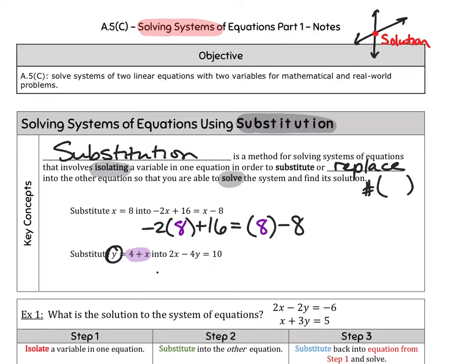So I'm going to leave all of the x's alone, but everywhere I saw a y a second ago, I'm going to instead write 4 plus x in parentheses. So notice, just a second ago, this was y, and now I changed it to 4 plus x. I have substituted that expression in.